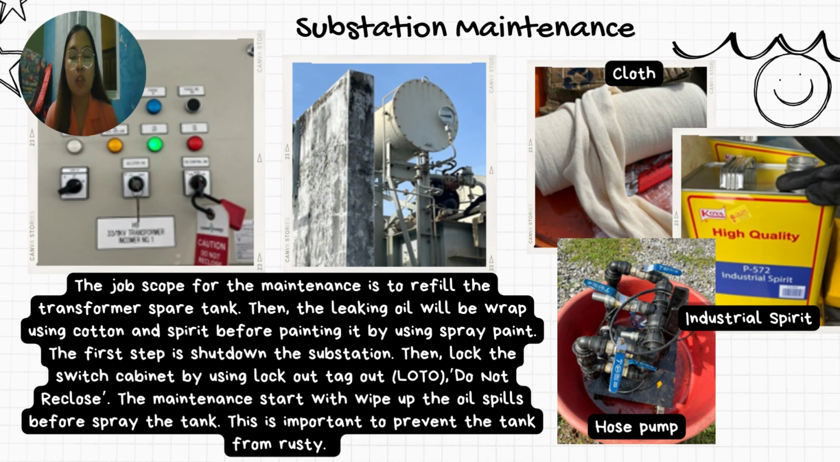As you can see, there are three items that we use, which are cloths, industrial spirit, and hose pump. All these three items are used during the substation maintenance.